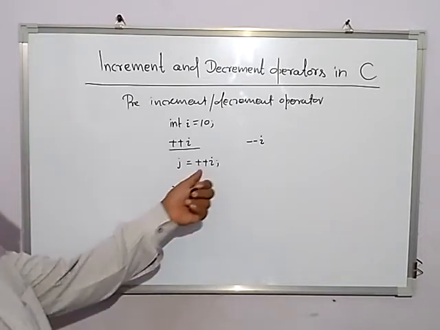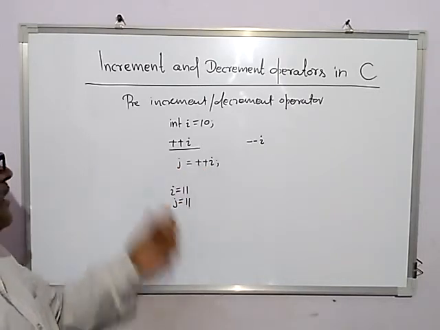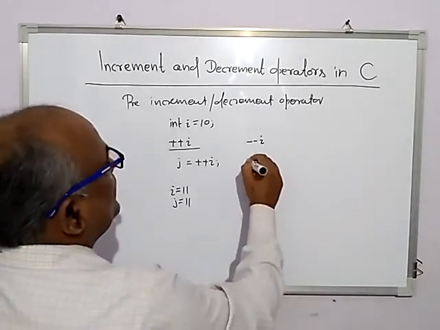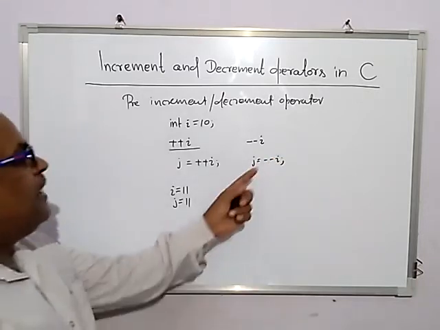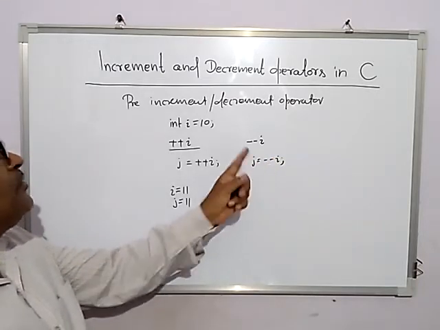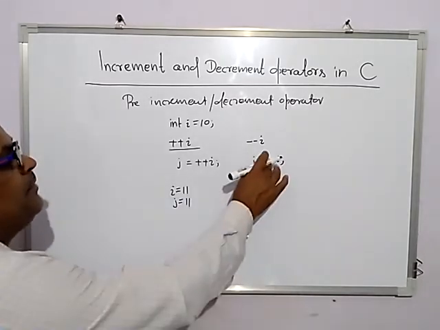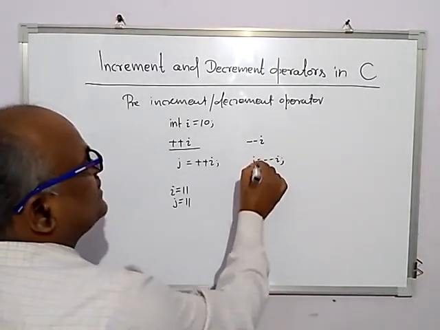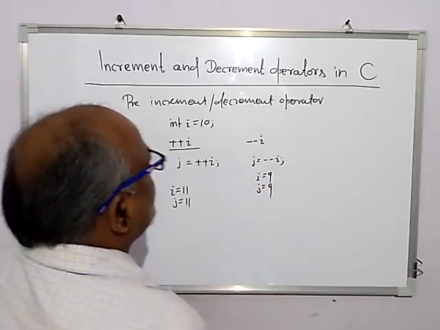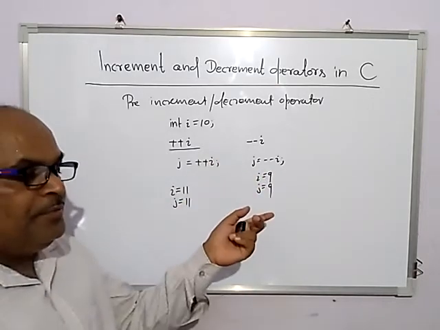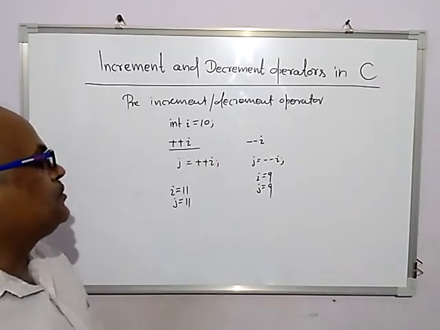So in this case, as the value of the variable is incremented by 1, then it is used, that means j is assigned 11. But in this case, what will happen? If you write j equal to minus minus I, here first the value of I is decremented by 1, which means I becomes 9. So after that j is assigned the value. So now I equal to 9, j equal to 9. So in this case, first the value of the variable is incremented or decremented, then the value of the variable is used.